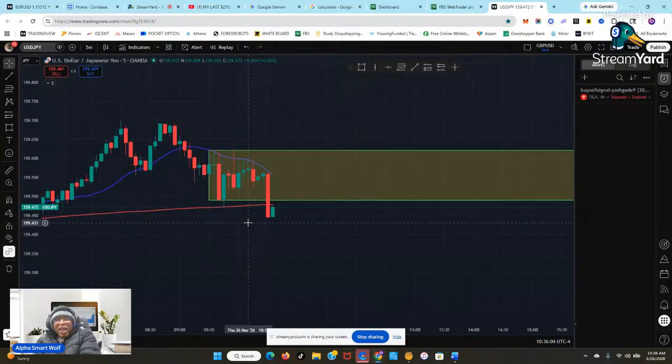I think we're going to get a continuation to the downside. I might be wrong, but I'm thinking that's what we're going to get, a red candle going down, because the previous candle was red and big, showing some power and momentum going down. So it might just be explosive to the downside.